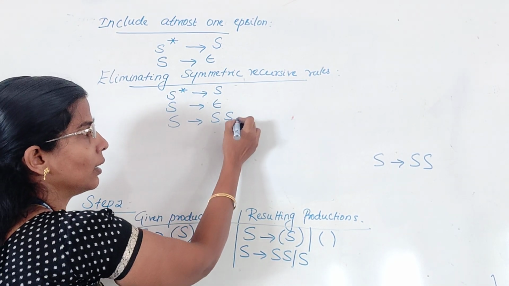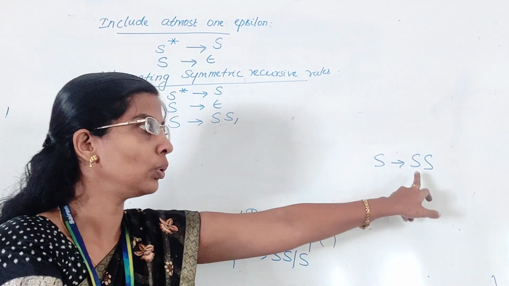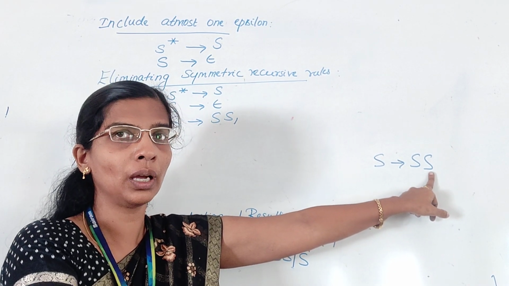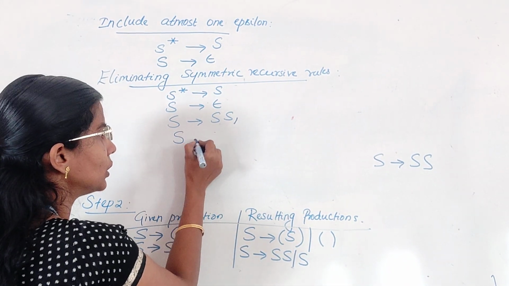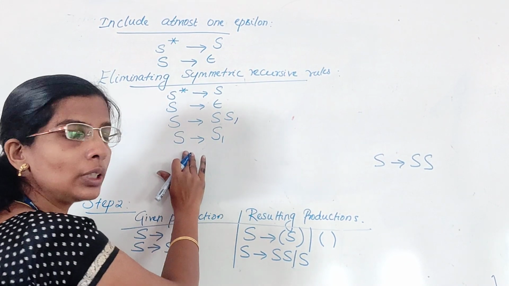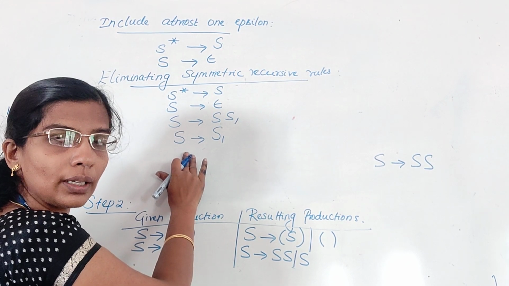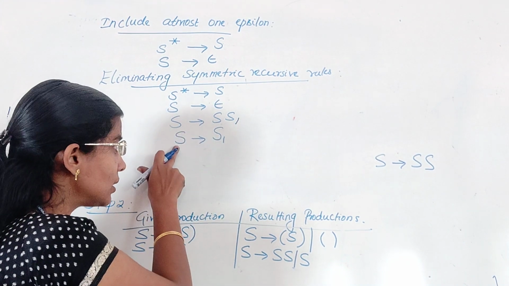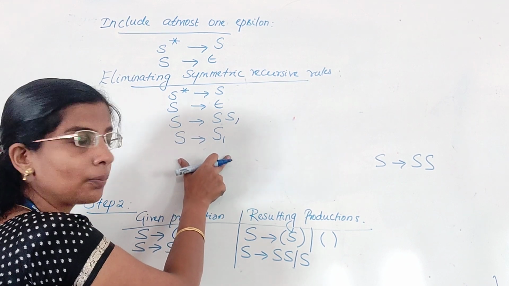I'll give it S1. Actually your rule is this, and to the rightmost non-terminal I am giving a new name. This rightmost non-terminal S is given a new name S1. You have to include this production also. To which variable have you given a new name? To S, I have given a new name S1. Include that rule also here.